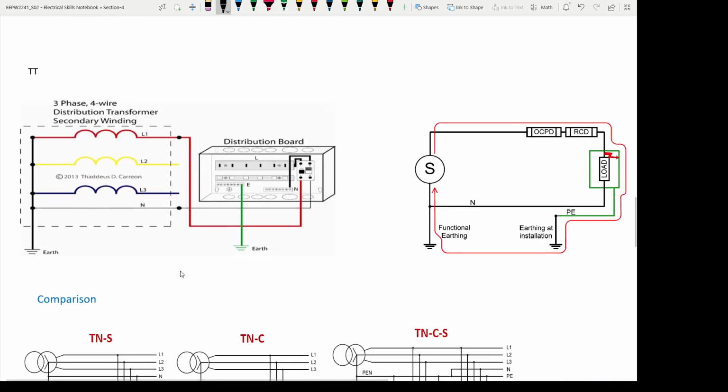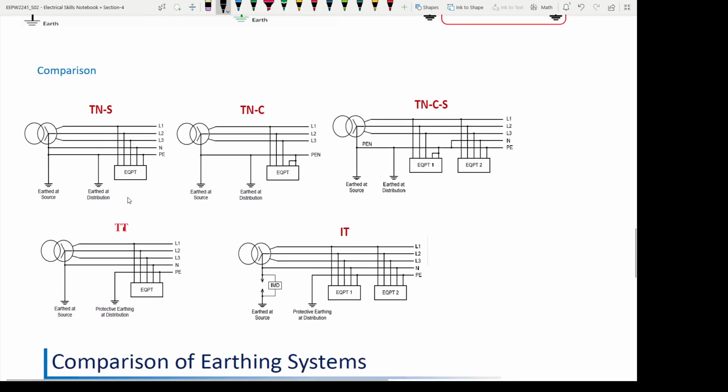And then TT. Here you can see we have only a line conductor and a neutral conductor, and there is no earth conductor by any means. The earth conductor of the installation is connected to the ground there itself, and the consumer has their own earthing, which they do on their own side. There is no conductor connecting the consumer earthing and the supplier earthing. Okay, so this is TT, and we have IT as well.